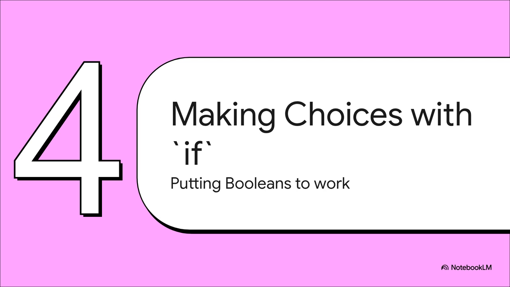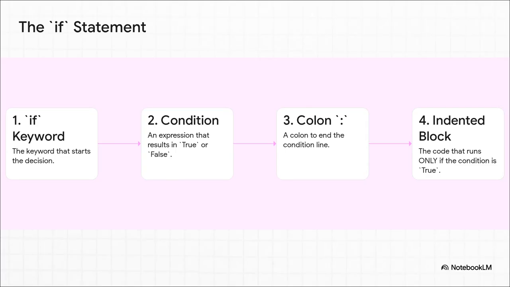Okay, so now we've got our true and false values. We know how to get them from comparisons and from this whole truthiness idea. So now, finally, we can look at the actual structure that uses them to make a choice, the if statement. The if statement is basically your program's bouncer. It stands at the door and decides who gets in. And it's built with just 4 simple parts.